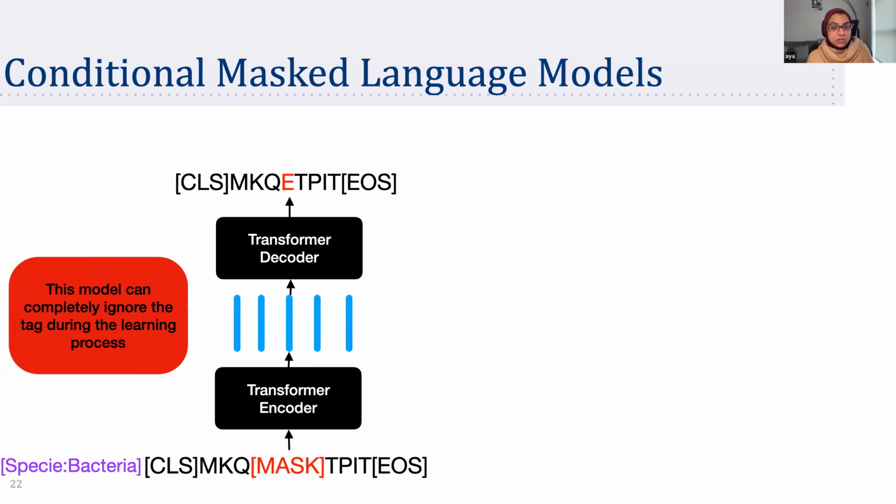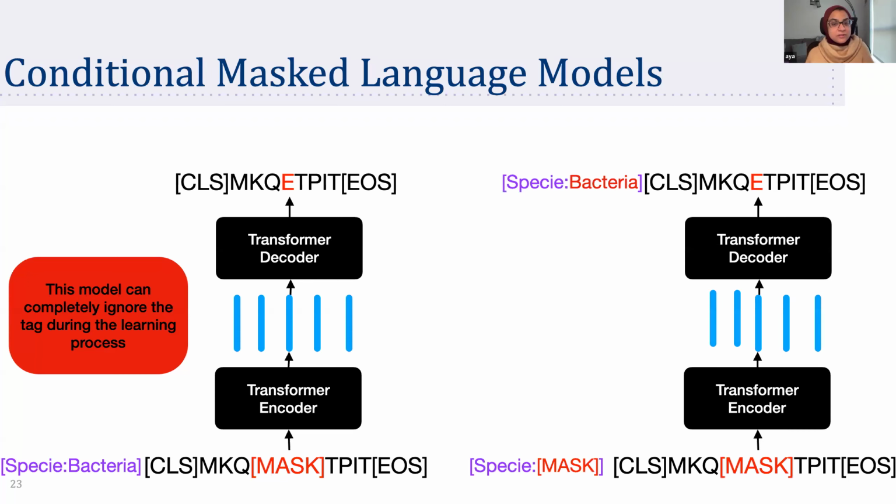Even more so, a masked conditional language model can easily ignore the tag. For example, if I tell it the species and I give it a protein sequence, it can completely ignore the species because it did not need the species for generation. So what people started to do is say, well, okay, to make sure it does not ignore it, we're going to add a classifier head or make it predict the species when it's done with generation.